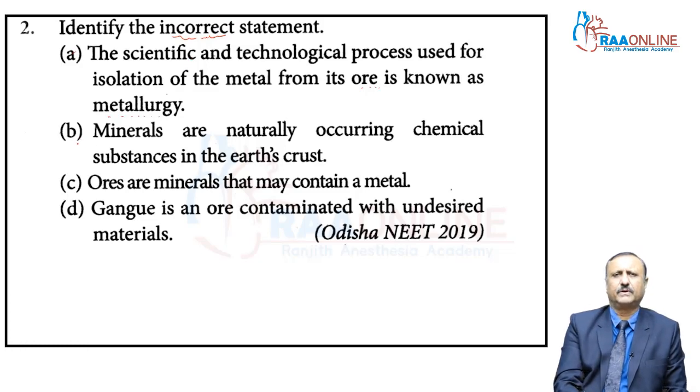So my dear students, when we go to option B: minerals are naturally occurring chemical substances in the earth crust. Yes, minerals are naturally occurring chemical substances present in the earth crust. It is a correct answer. Now we can see here, ores are minerals that may contain a metal. Yes, when a metal is present in the earth crust, then it is called an ore. All ores are minerals, but all minerals are not ores.